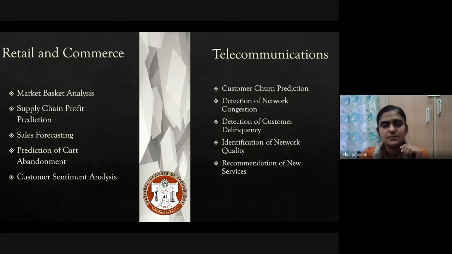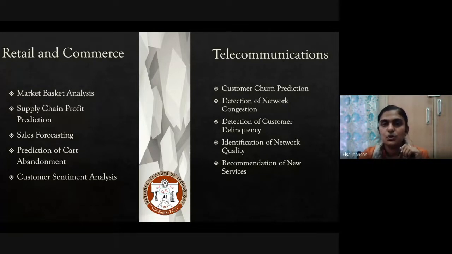Then customer sentiment analysis, how their sentiments are leaning towards. And based on that, they are giving advertisements. So, telecommunications. Telecommunication is one area which has been using data long before the others, because telecommunication itself is communicating with different places and transfer of data.